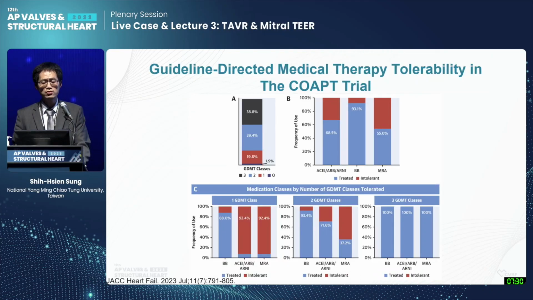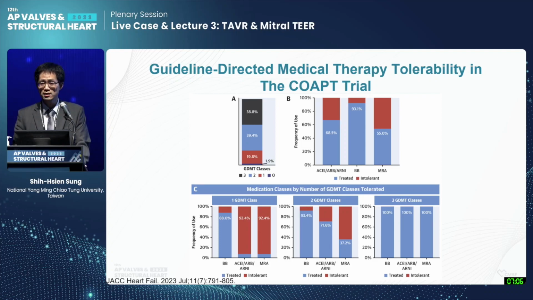So how much GDMT medication can the patient tolerate? This is the analysis of the COAPT study showing that 38.8% of the patients can tolerate 3 classes of GDMT medication, and only 2.2% of them can be put on the maximal dose of GDMT medication. So we would understand these are very sick patients.